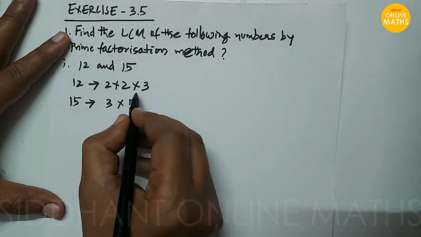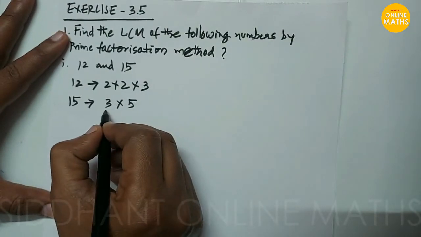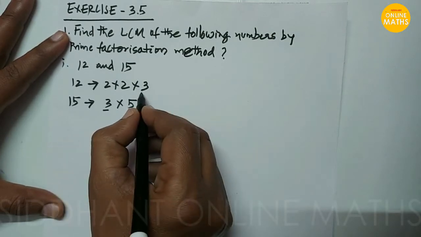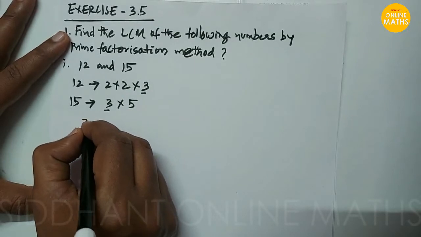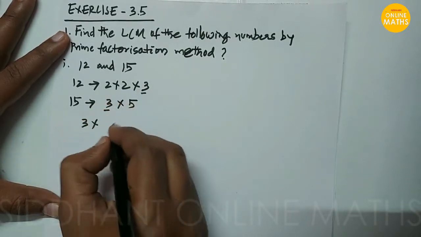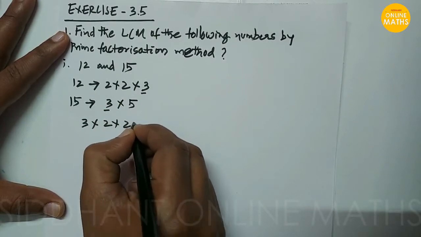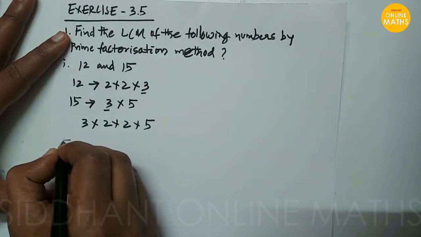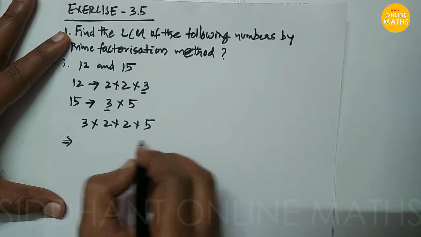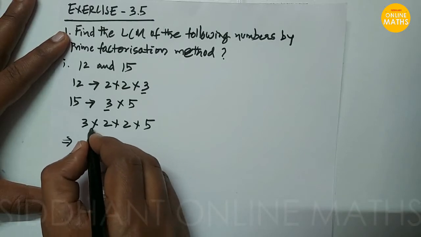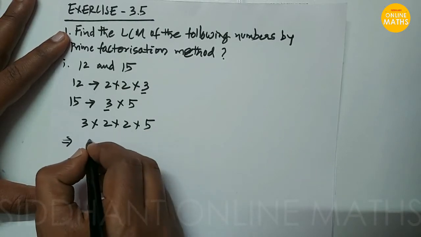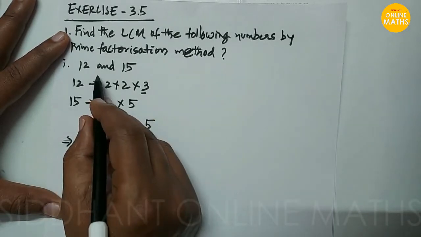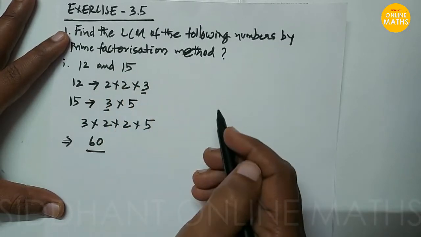So we are going to see first the common factors here. After that we are going to see the extra factors. The common factor is the number 3, and the extra factors are 2 into 2 into 5. And when you multiply, you get 3 into 2 is 6, 6 into 10 is 60. So this will be the LCM for the numbers 12 and 15 by prime factorization method.